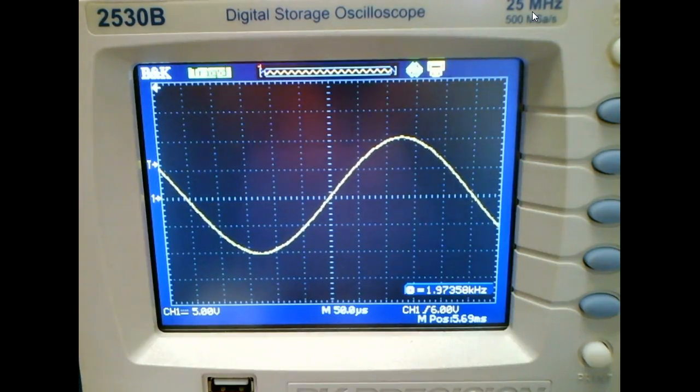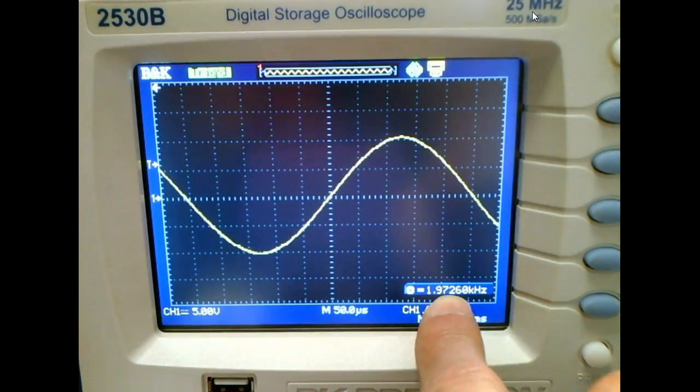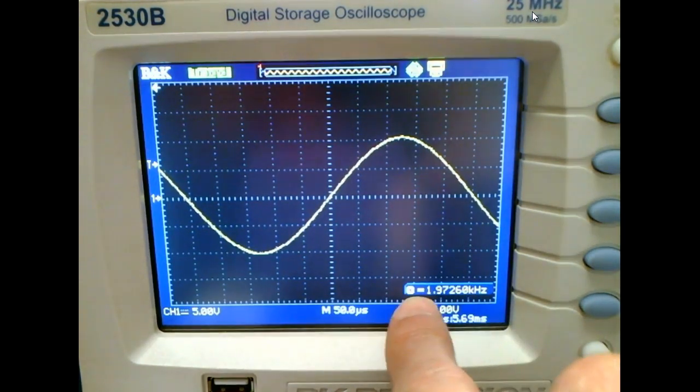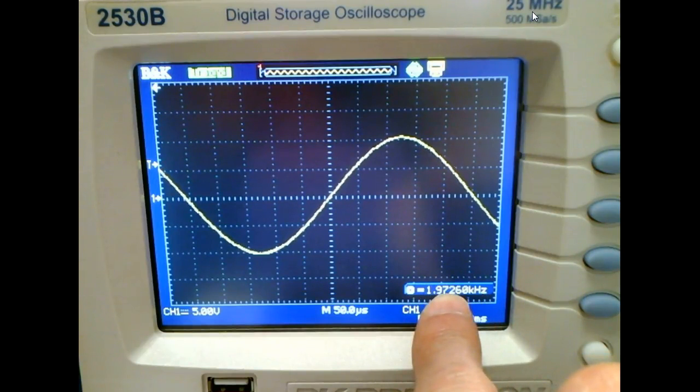Then I would take the reciprocal of that, and that would give me the frequency, which should be about 2 kilohertz. Why do I know that? Because this is a computer and it's doing the math for me. I should take this off, but you can always check your work.